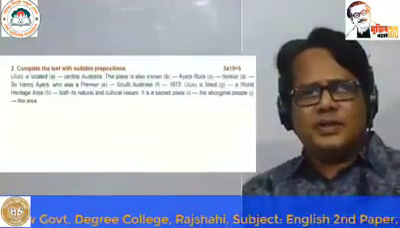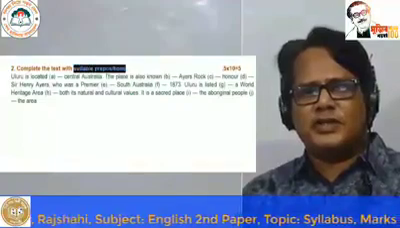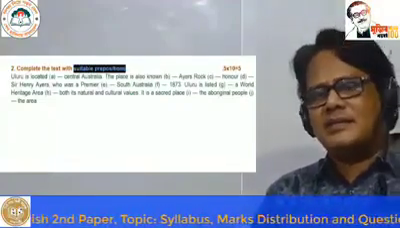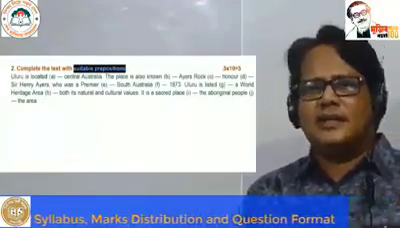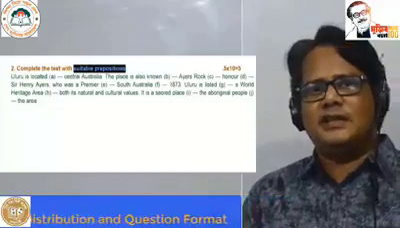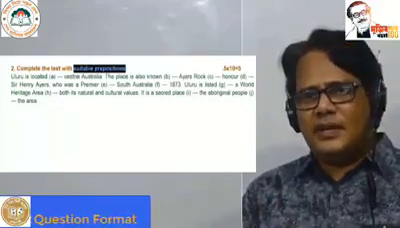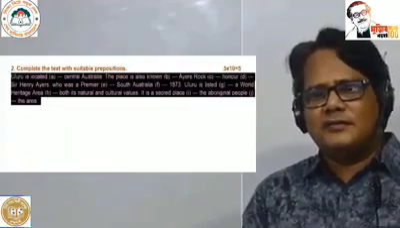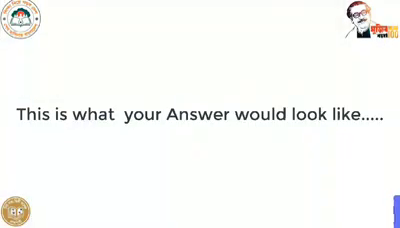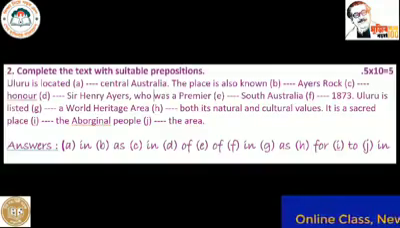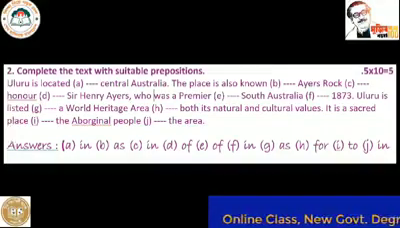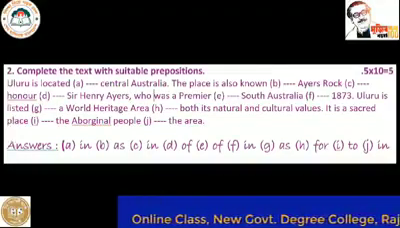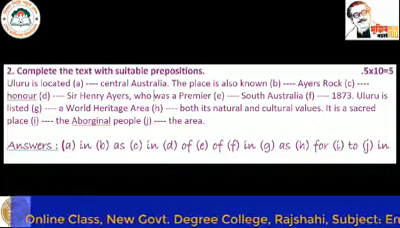Now question number 2, and this is use of suitable prepositions. There will be a passage having 10 blanks and you should read it carefully and find out the appropriate prepositions, and total marks will be 5. On your answer script, you should just write down the numbers and write down the appropriate prepositions.